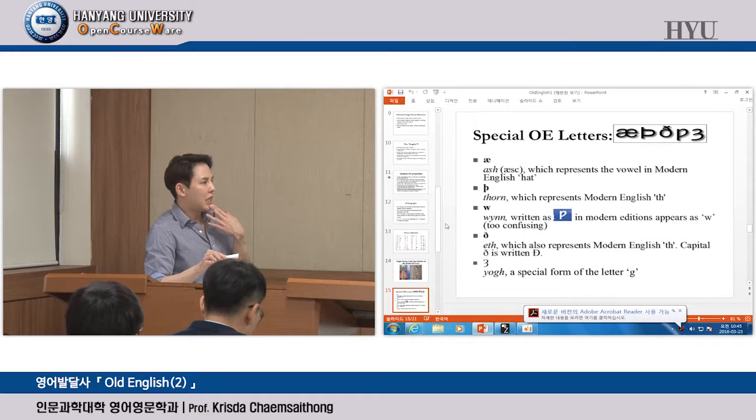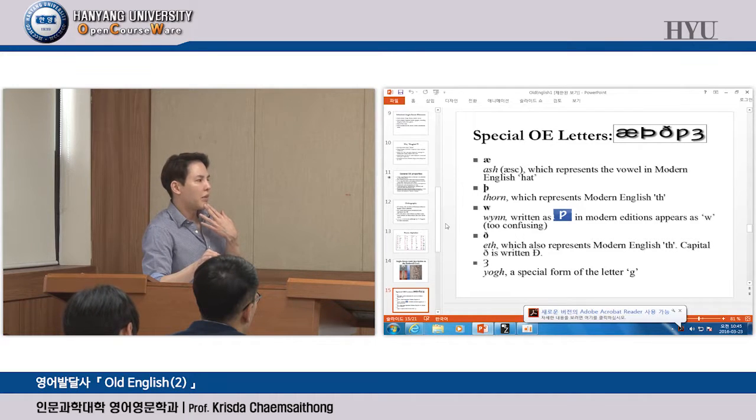And this is a D with a cross. We call it the eth, because there's a TH. The capital version of it is D plus a bar or a stroke here in the middle. And what looks like number 3 here is called the yogh, because it's a special form of the letter G. So you might see this kind of cursive G and also this number 3 in Anglo-Saxon manuscripts.